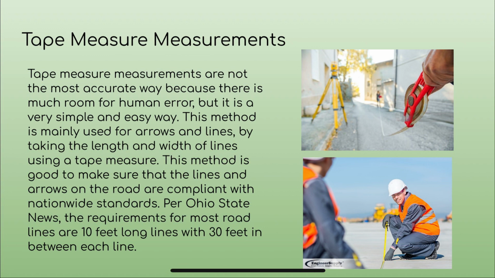Tape measure measurements. Tape measure measurements are not the most accurate way because there is much room for human error, but it is a very simple and easy way. This method is mainly used for arrows and lines by taking the length and width of the lines using a tape measure. This method is a good way to make sure that the lines and arrows on the roads are compliant with nationwide standards. Per Ohio State News, the requirements for most road lines are 10 feet long with 30 feet between each line.